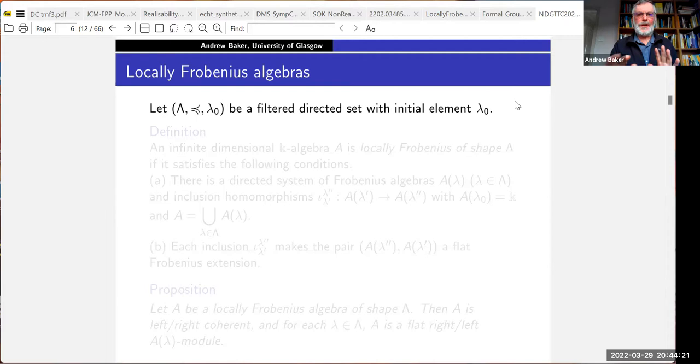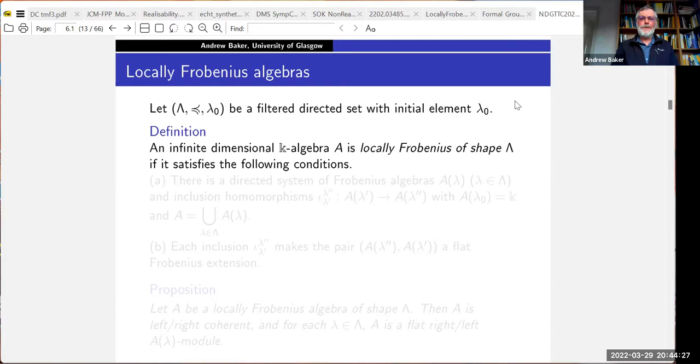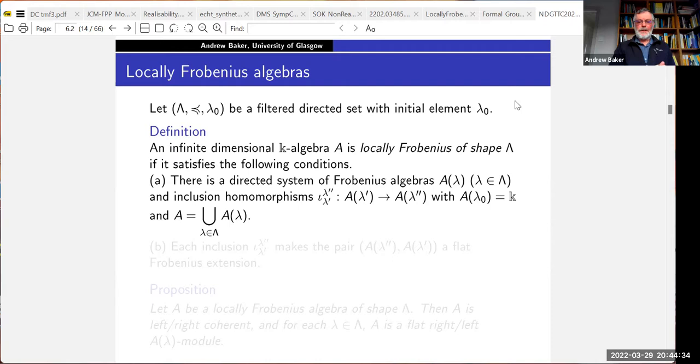Okay. So what does it mean for an infinite dimensional K algebra to be locally Frobenius of shape lambda? Well, you would probably guess what the first bit is: you've got a lambda-indexed system of Frobenius algebras and inclusion homomorphisms. A of lambda zero is going to be the ground field. So that's my base point. And A is the union of all of these.